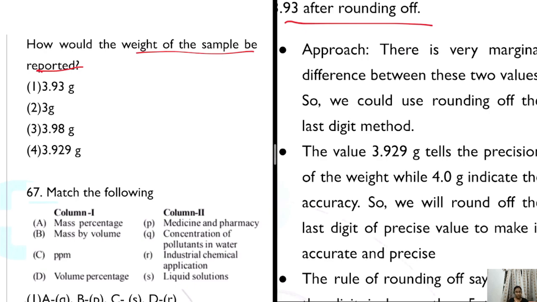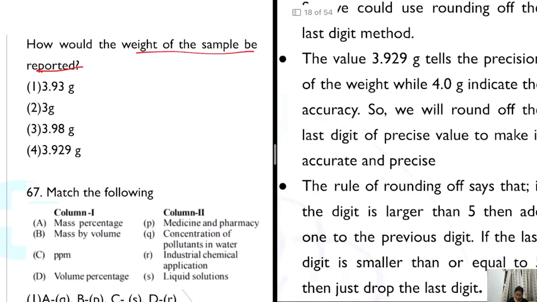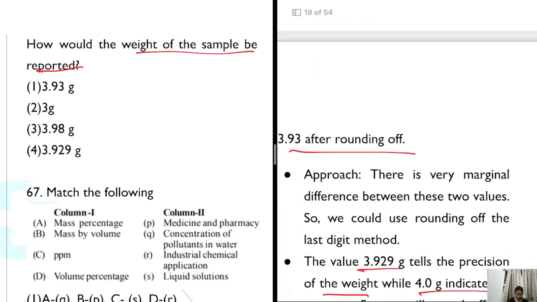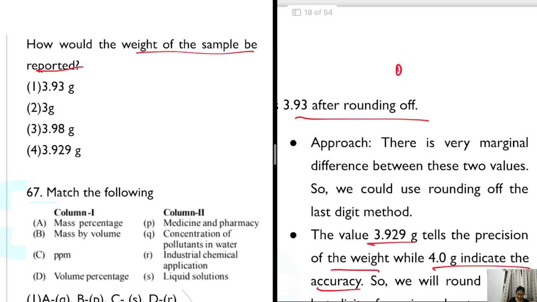We can round off, like from 3.929 to 4. Rounding off can be done. It's not like 3.99 or 4, that upon rounding off we'll get 4. Okay, so the value 3.929 tells the precision of the weight, while 4 indicates the accuracy. So we can round off to make it accurate and precise. And how to round off? See, in 3.929, this last value is greater than 5, so we'll add up to this here and it will become 0. It would be 3.93. So this would be reported.